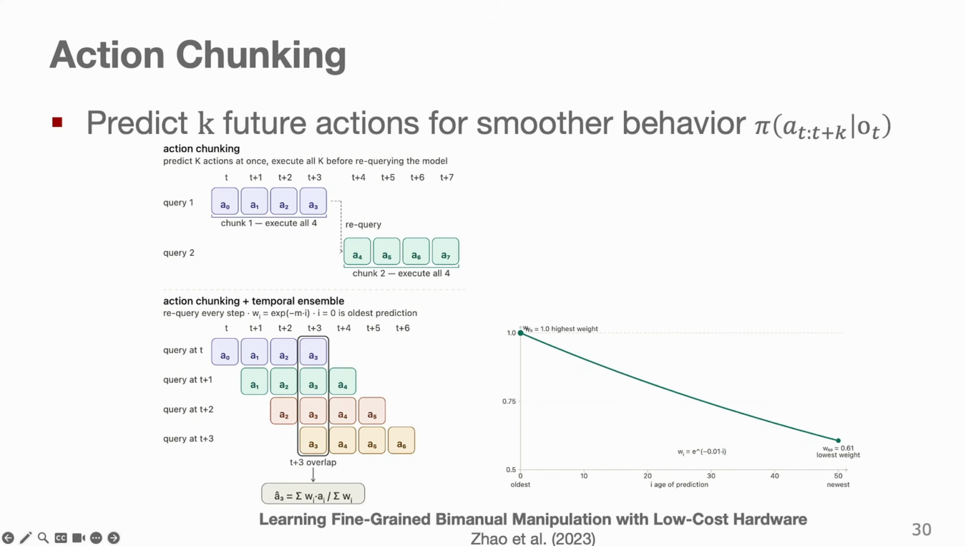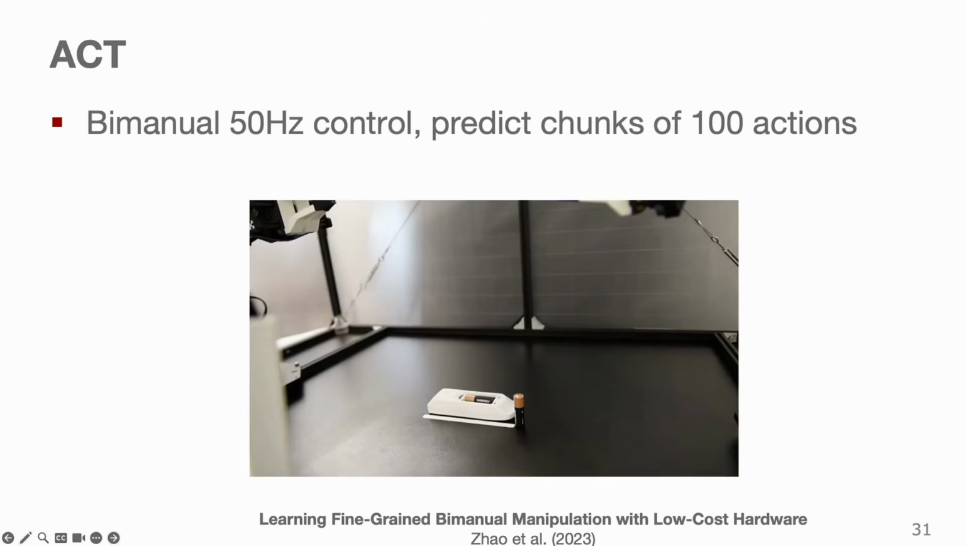And so one solution for this is to do temporal ensembling, which you can see at the bottom, where you requery your model at every time step and maintain multiple overlapping predictions for every time step. So for any given time step, now you can combine predictions from multiple queries with exponentially decaying weights. And now this gives you the smoothness benefits of chunking while staying reactive to new observations at every step.